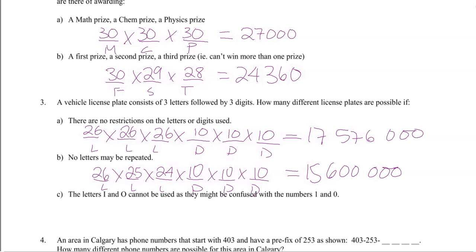15,600,000. The letters I and O cannot be used. So this is why, right? There are certain letters they don't let you use. You don't want to use an I and an O because it could be confused with a 1 or a 0. So the letters I and O cannot be used.